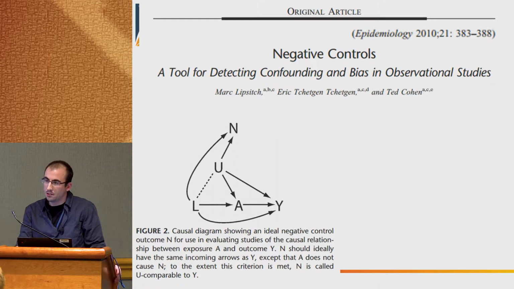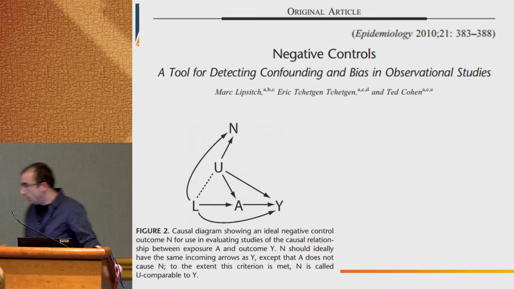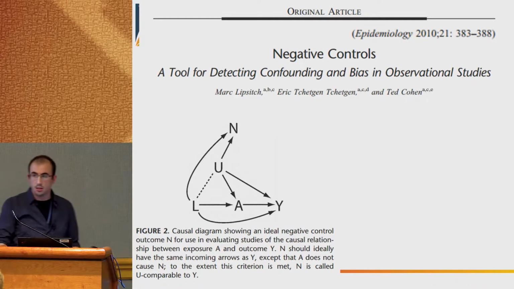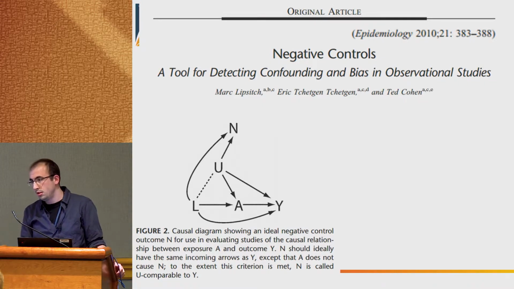So it confounds A and Y, right? A is the exposure, and L is confounding A. And then U is the unmeasured. Okay, and then N, conditional on the measured. That's a great description, actually. I was always looking for one in the figure.